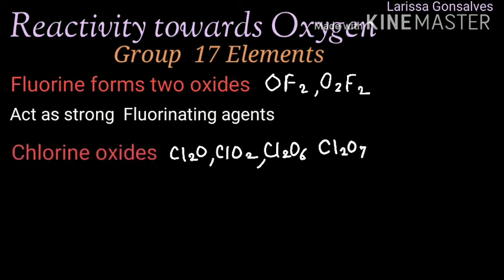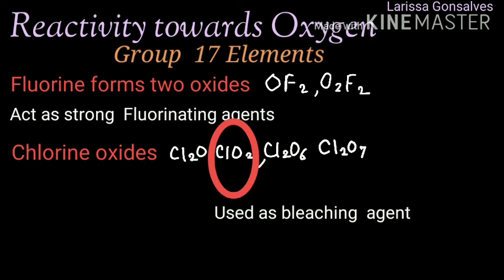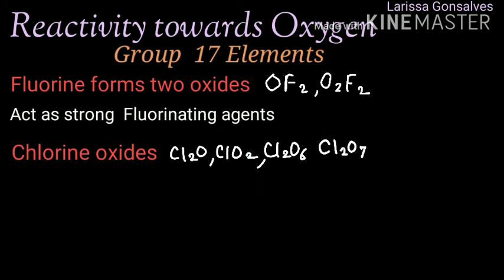Chlorine oxides like Cl2O, ClO2, Cl2O6, Cl2O7 are highly reactive oxidizing agents and they tend to explode. ClO2, that is chlorine dioxide, is used as a bleaching agent for paper pulp, textiles, and water treatment. Bleaching is a process of destroying the natural color. Bleaching is used in the paper industry to whiten the pulp.